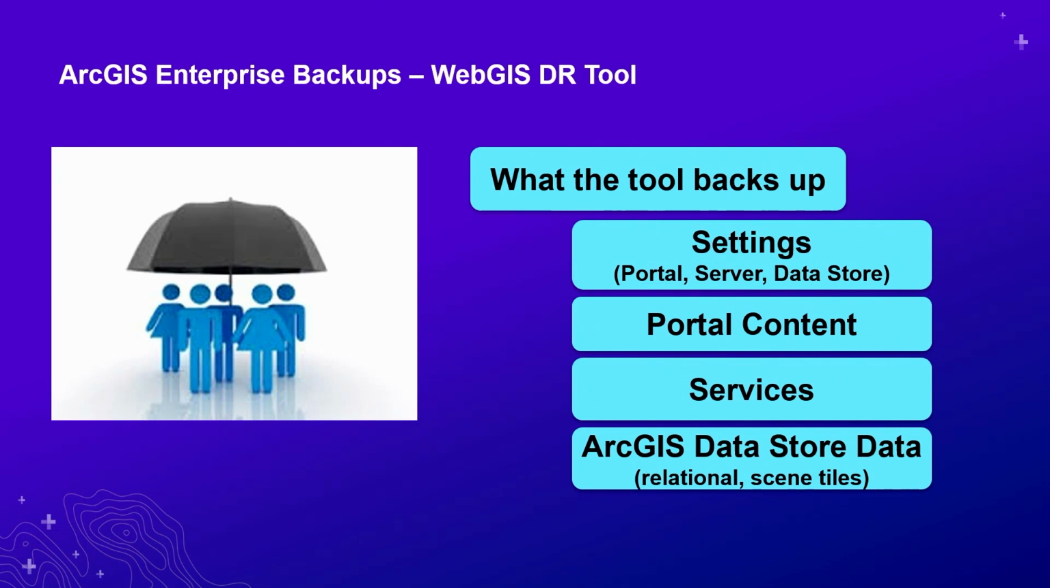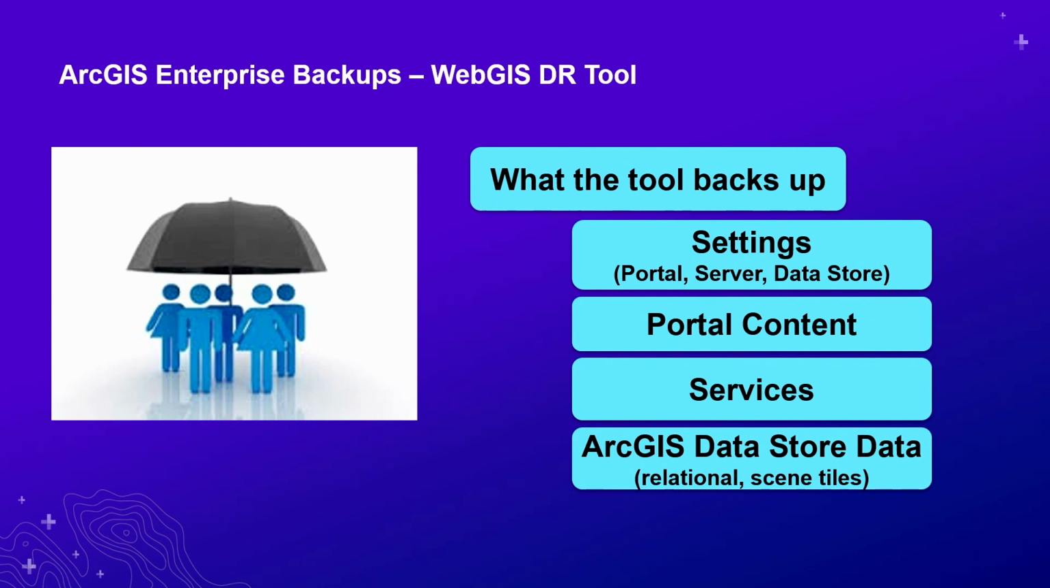deployment. So the DR tool was introduced at 10.4, and what it does is it backs up all the settings within Portal, Server, and Data Store, all of the portal content, so any of the content available within the portal, any services on any federated server, including the hosting server, and any data within the ArcGIS Data Store. This is relational, and optionally the scene tile cache data. So the time to create these backups is going to be dependent on the size of the ArcGIS Enterprise. It could range from half an hour or more to an hour or more. It does require a Portal for ArcGIS at minimum, so you can't run the DR tool against a standalone server.